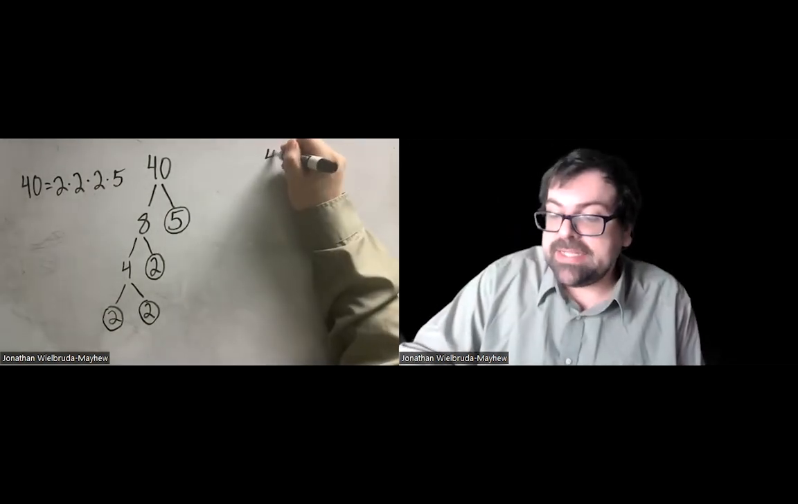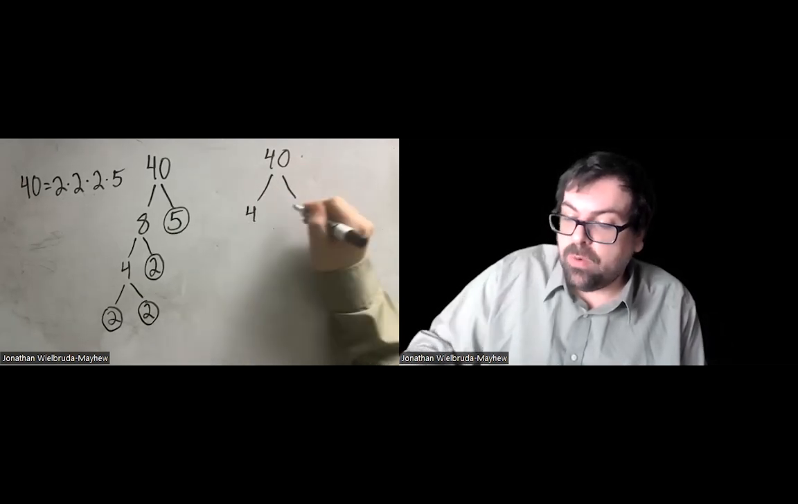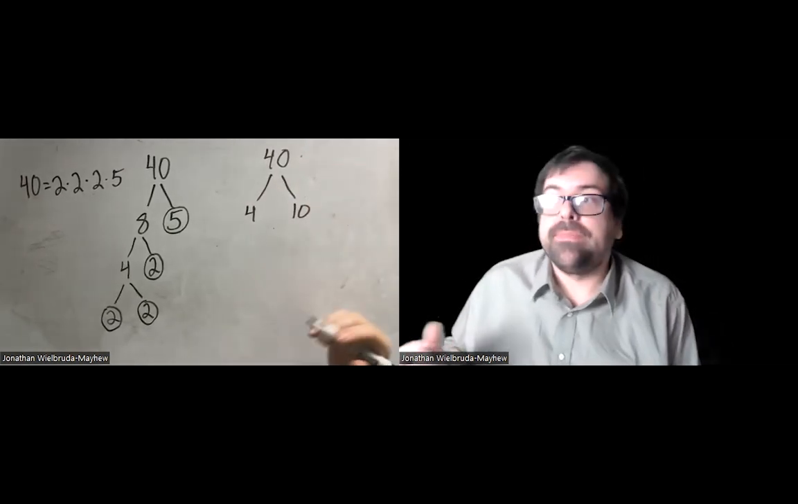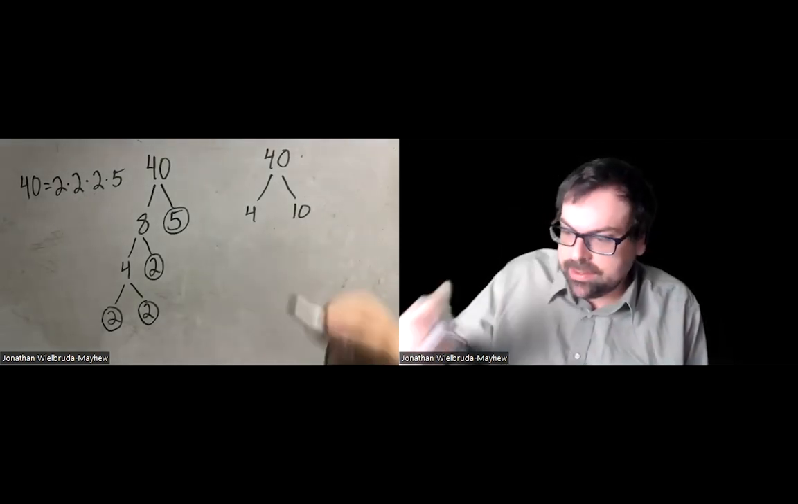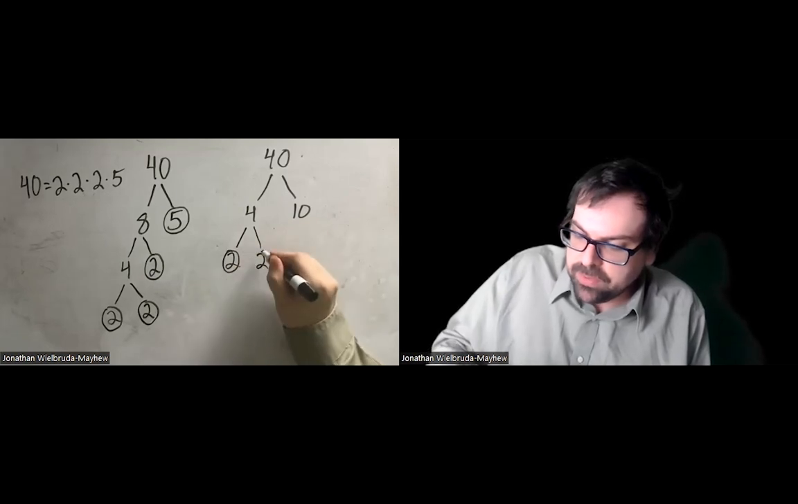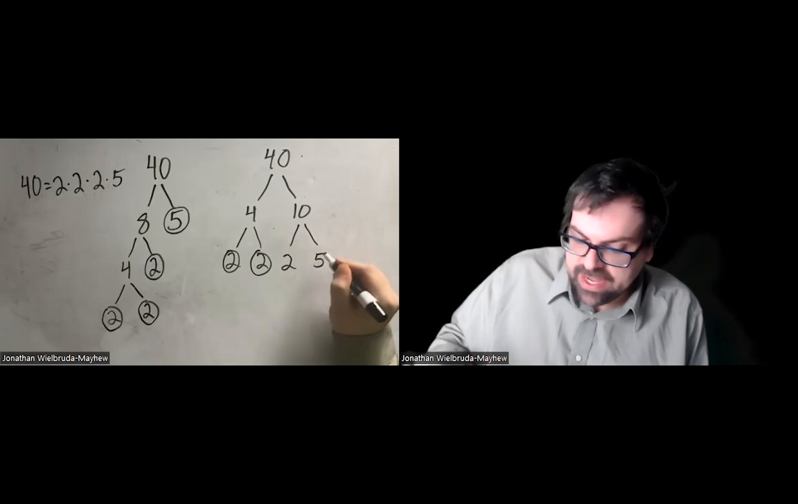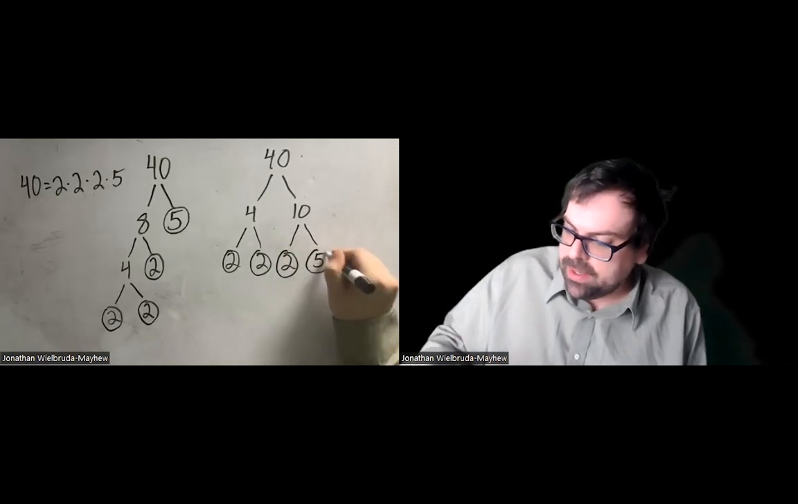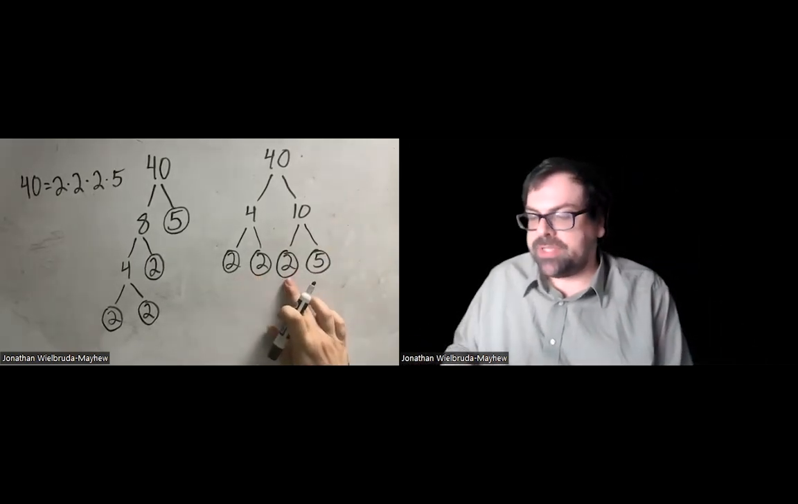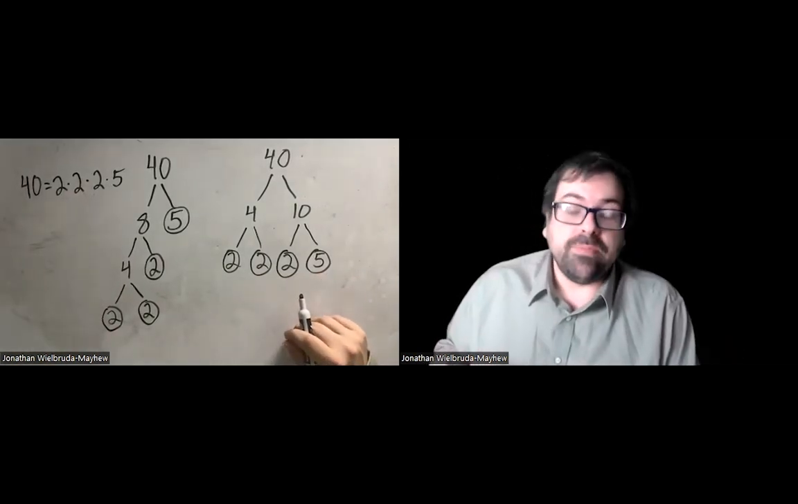But what if instead of 8 times 5, we chose 4 times 10? It doesn't make a difference. 4 can be split up into 2 times 2, which are both prime. 10 can be split up into 2 times 5, which are both prime. And once again, 2 times 2 times 2 times 5 is the answer we come up with once it's down to prime numbers.